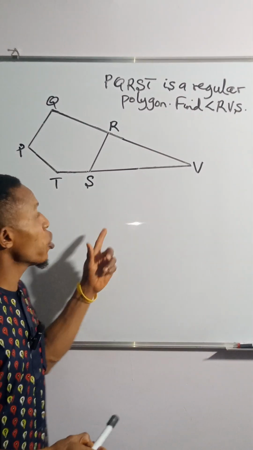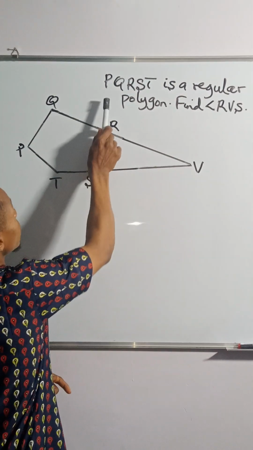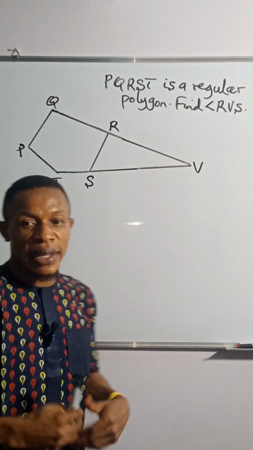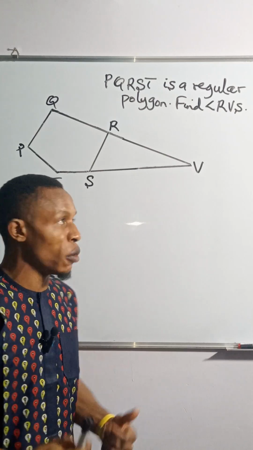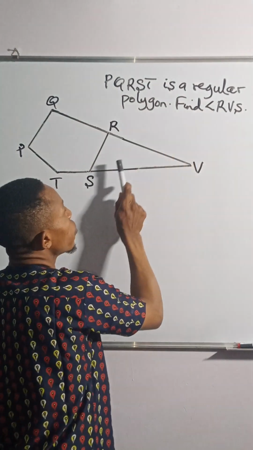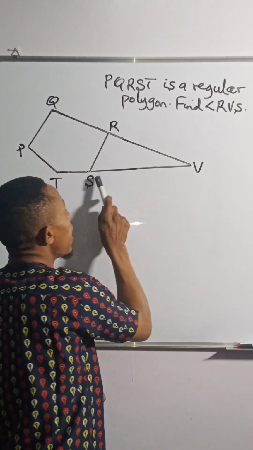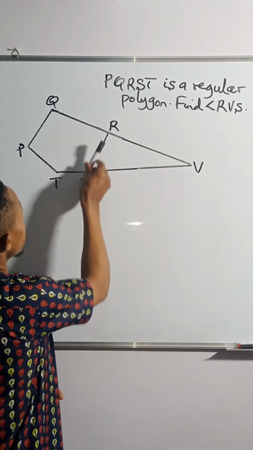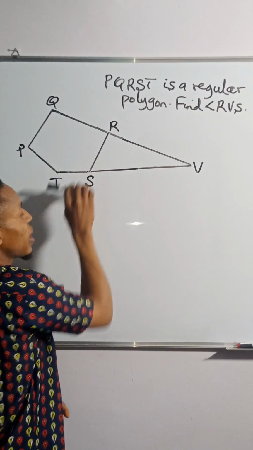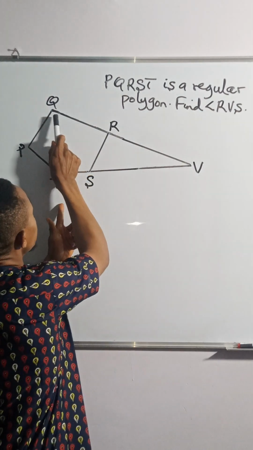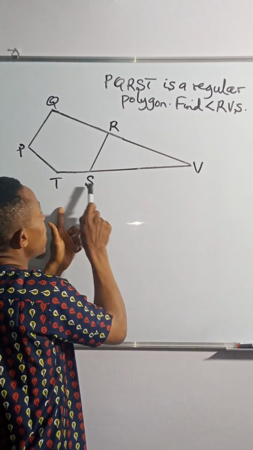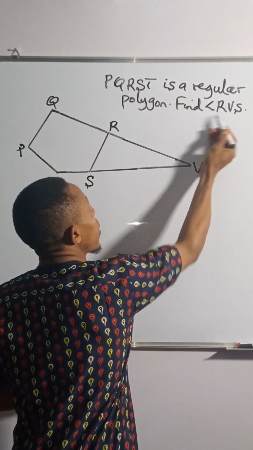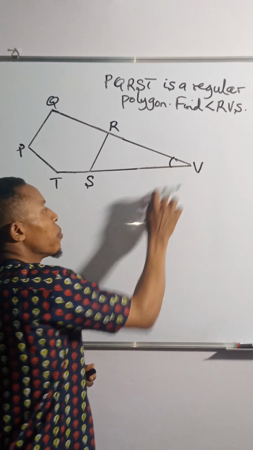All right, on the board we have a polygon PQRST, and it says it is a regular polygon. Find the value of the angle RVX. You see this is a polygon that has 5 sides: this side, this side, this side, this side, and this side. These two sides QR and TX are produced to meet at V, and we are looking for the angle RVX. Look at the angle we are looking for.